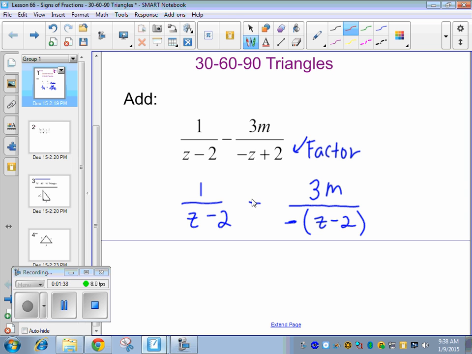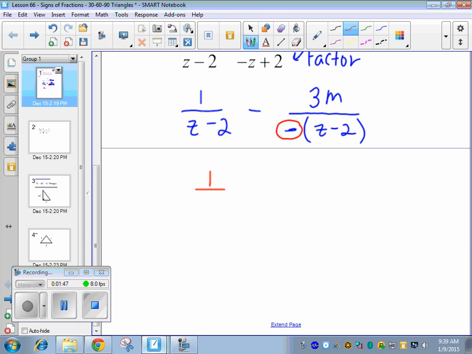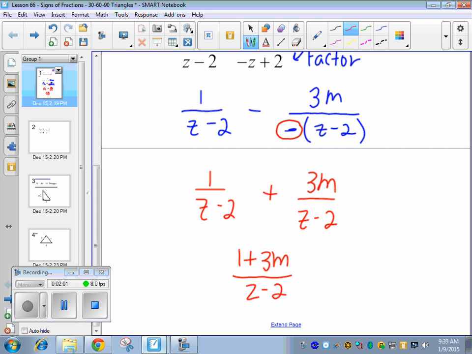Okay, so now I have a negative and a negative. Again, this negative sign can move to the top. But either way, because I have negative, negative, this whole thing changes to positive now in the middle. Now we have a common denominator, so it's really easy. So we have 1 plus 3m over z minus 2.